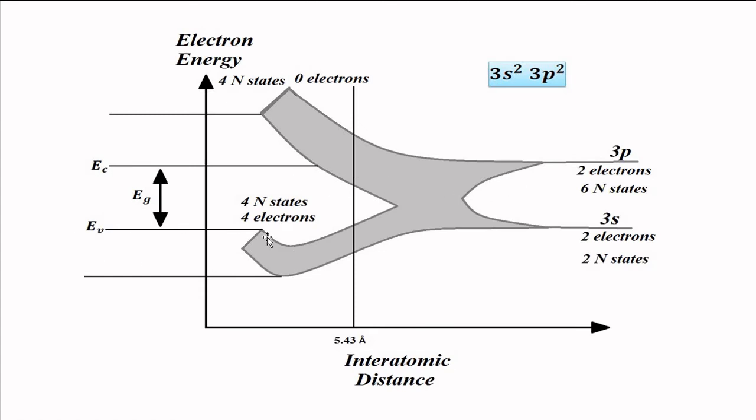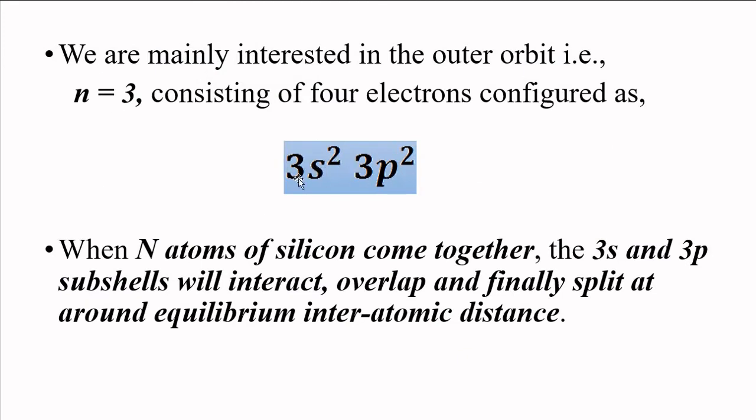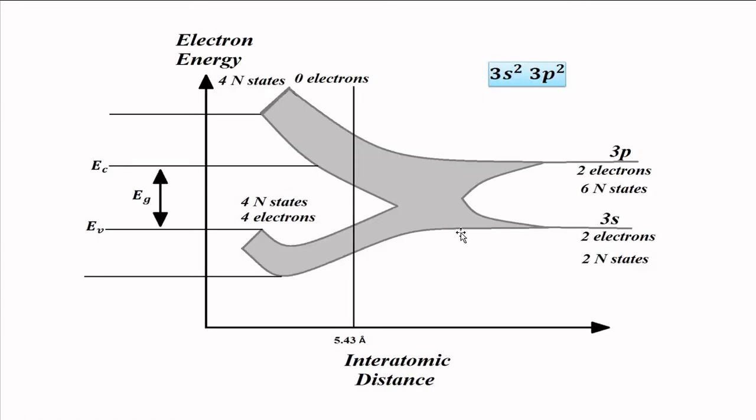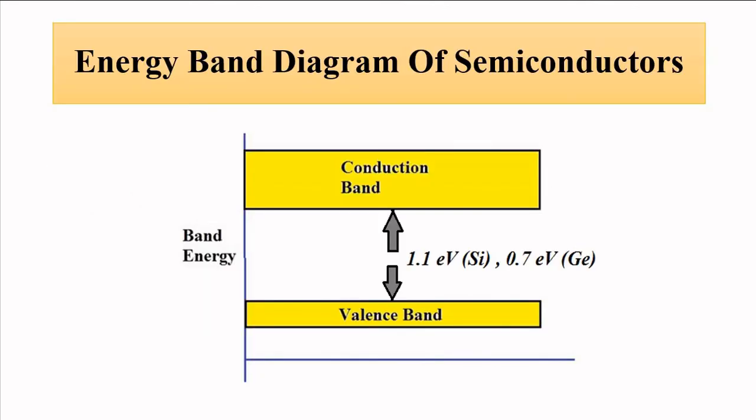Here the topmost portion of the bottom band gives us the valence band energy EV, and the bottommost portion of the top band gives us the conduction band energy. For 3p, the bottommost portion gives us the conduction band. For 3s, the topmost portion gives us the valence band. That's why the outermost orbit, 3s2 3p2, and these two subshells are very important. Again, for 3s, the topmost portion gives us the valence band energy EV. For the 3p subshell, the bottommost portion of that band gives us the conduction band energy EC. So this is the valence band and conduction band which we are discussing.